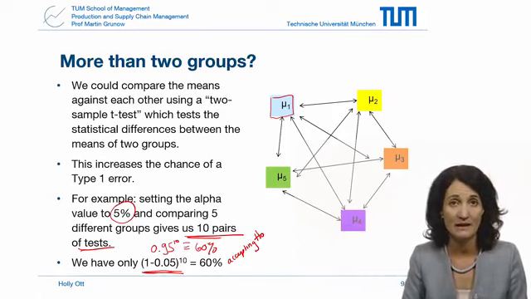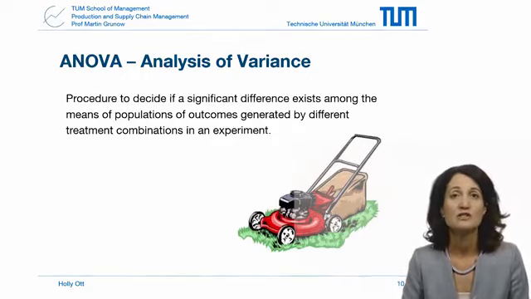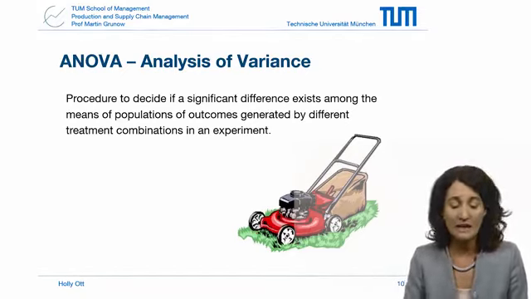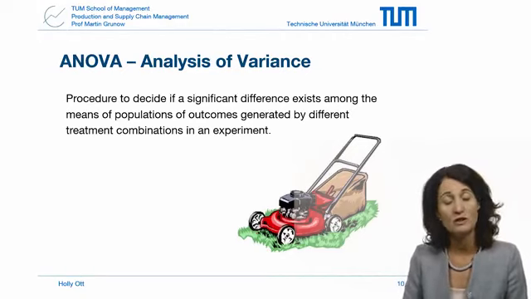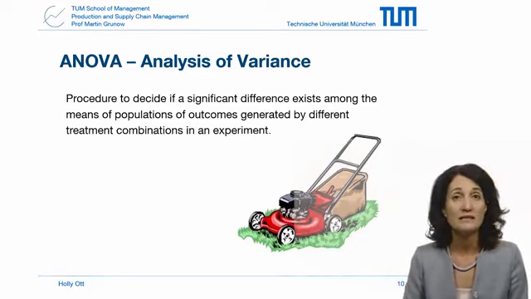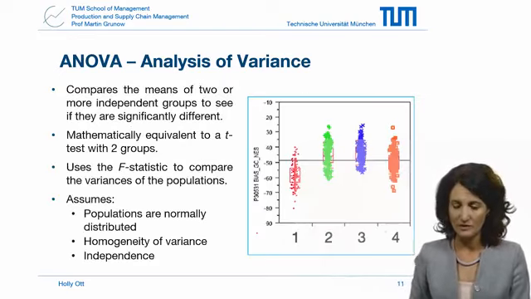So what we need here then is an ANOVA. So the ANOVA, or analysis of variance procedure, is used to decide if a significant difference exists among means of populations of outcomes generated by more than 2 combinations in an experiment. And so for this reason, an ANOVA is extensively used for analyzing data from experiments. And we'll look at that specifically in the lecture on two-way ANOVA. And what we want to show you next then is how we would do this for a one-way ANOVA when we have only one factor that we're comparing.